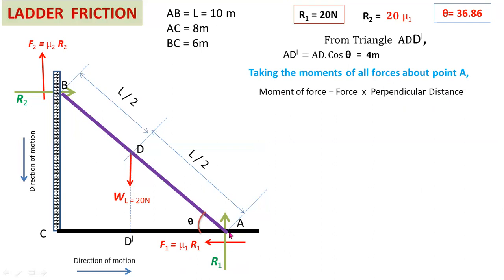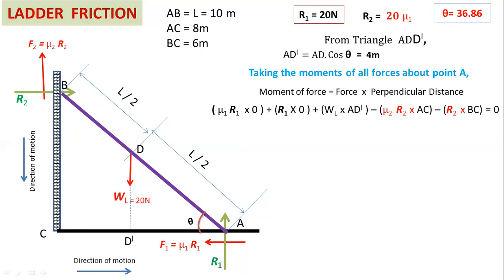For anti-clockwise direction, you have to consider positive sign. Here the friction mu1 R1 and R1 into zero distance. These two are the forces acting at point A, so there is no perpendicular distance. So you have to consider 0 as perpendicular distance. After that, WL into perpendicular distance. Here the perpendicular distance is AD dash, AD dash equal to 4 meters.